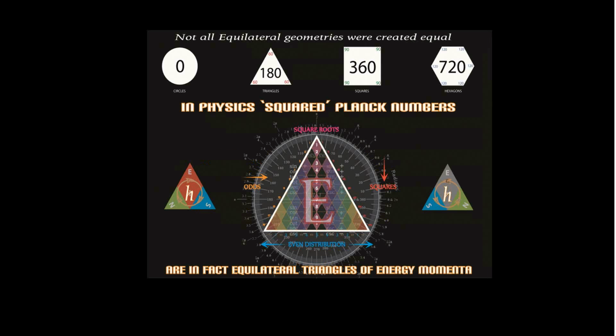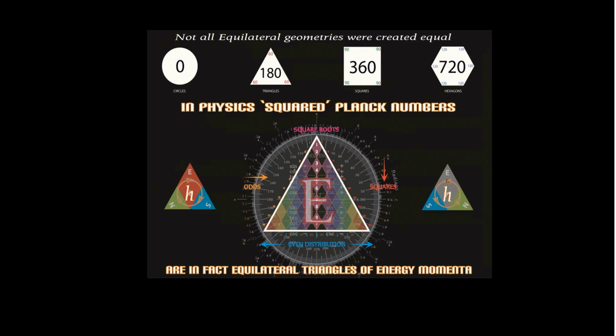The square meters per second in Tetryonics represents an equilateral triangle made up of three 60-degree corners summing up to 180 degrees. Squares, on the other hand, are still equilateral geometries, but their angles are 90, and hexagons accordingly are still equilaterals, but they have angles of 120 degrees.